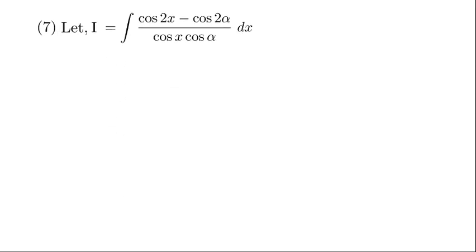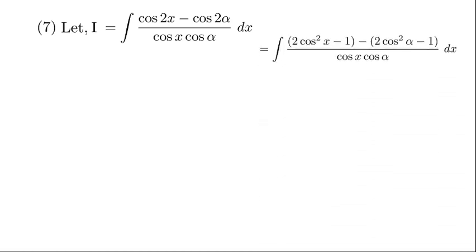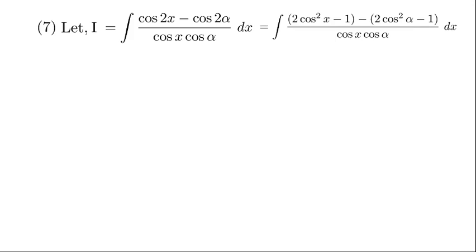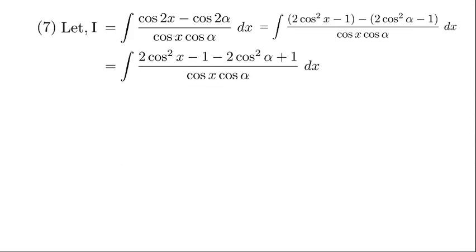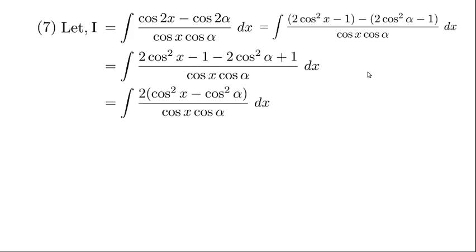Cos 2x minus cos 2 alpha upon cos x cos alpha. Here we make use of the formula cos 2 theta, which is 2 cos square theta minus 1. Therefore, the first part becomes 2 cos square x minus 1 and the second part will be 2 cos square alpha minus 1. Now open the bracket, this becomes minus and plus, and these two ones get cancelled. So we get 2 taken out, cos square x minus cos square alpha dx.